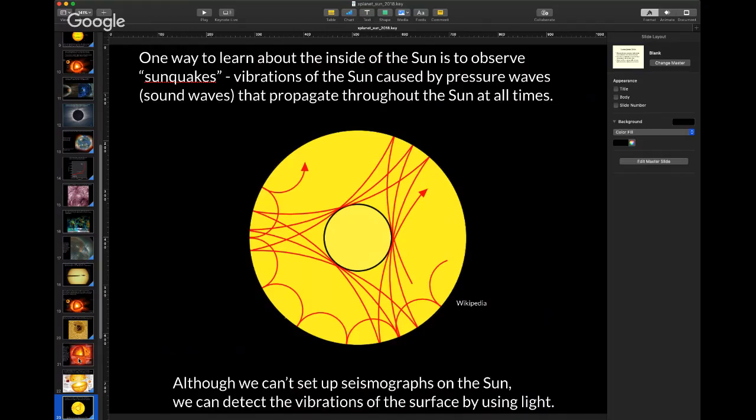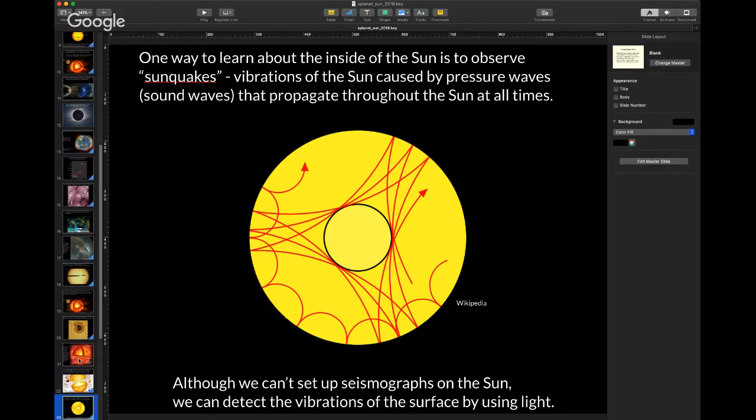And although we can't set up seismographs on the sun like we can on the Earth, where we take a seismograph, lay it down, and detect the earthquakes that go on the inside of the Earth, when the sun pulsates, when it oscillates, it changes the luminosity of the sun by a little bit. When it gets a little bit larger, it's a little bit dimmer. When it gets a little smaller, it's a little brighter. And so as it pulses back and forth, you can pick up these minute, small variations in the light output of the sun.